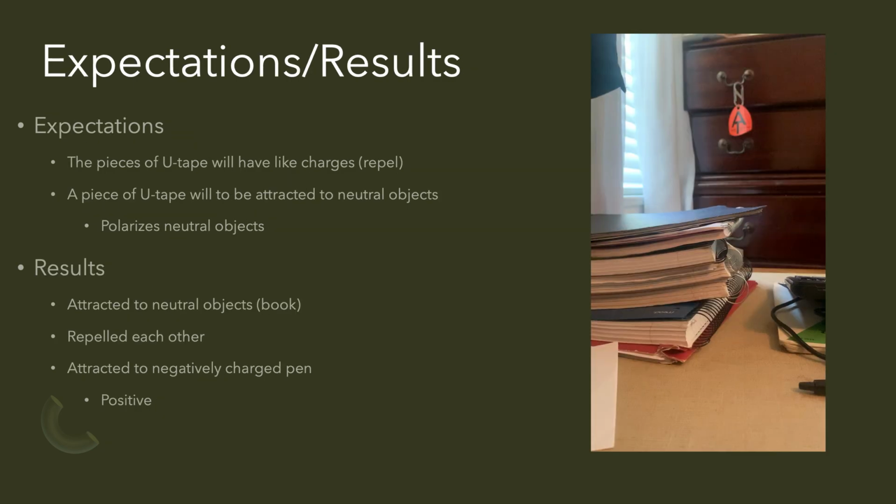And then expectations. So I expected that the pieces of U-tape will repel each other because they have like charges, and then that a piece of U-tape will be attracted to neutral objects because charged objects polarize neutral objects and then are attracted to them. And then the results were essentially as expected. The U-tape was attracted to neutral objects such as the book, and then repelled by other U-tapes. And then because it was attracted to a negatively charged pin that I had put in my hair, I made the conclusion that the U-tape is positively charged.